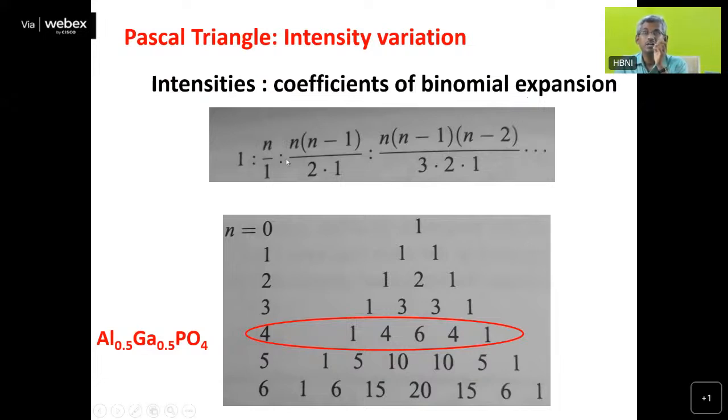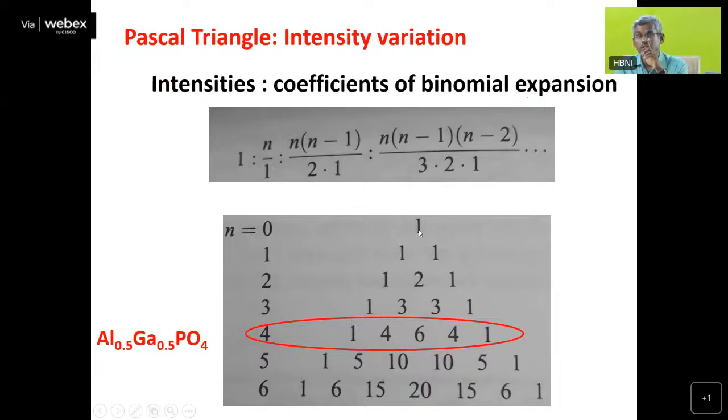For example, if you take this expression, if n is equal to 0, then what happens? We have only 1. This is called a binomial expression. If n becomes 1, what happens? We have 1 is to 1. If n becomes 2, what happens? We have this term as well as this term, so it will become 1 is to 2 is to 1. Like that, you can keep on generating. You will form a triangle.